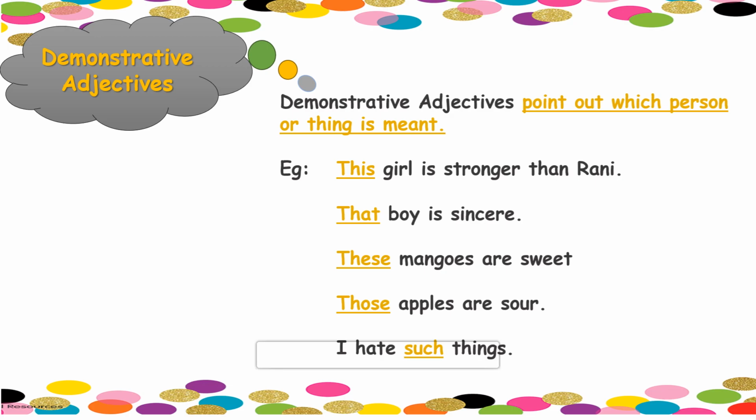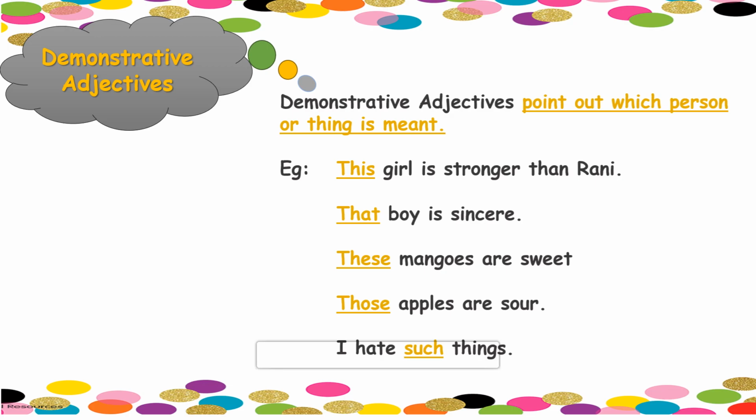Now, with the help of examples, I'm explaining to you. This girl is stronger than that girl. That girl here refers to Rani. So here this is used in order to point out which girl is stronger. This girl is stronger than Rani. Then, that boy is sincere. So here that is the word which is used to point out which boy. So that boy is sincere.